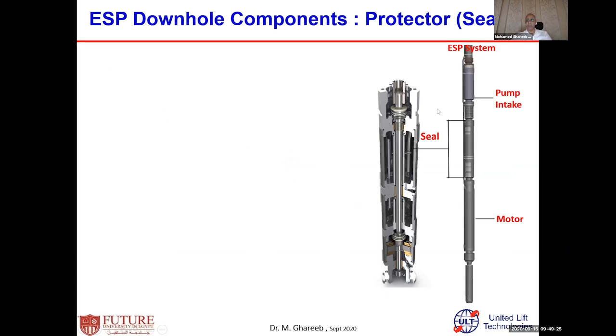How does it look like? This is a pump, this is the intake, and this is the seal or the protector of the downhole. The seal, also called the protector, has as its main purpose to protect the motor. I run the seal to protect the motor. If I don't need to protect the motor, I don't need the seal. Then the main function of the seal is to protect the motor.